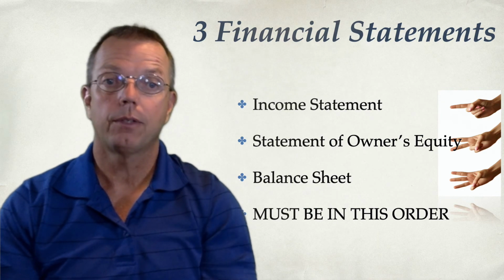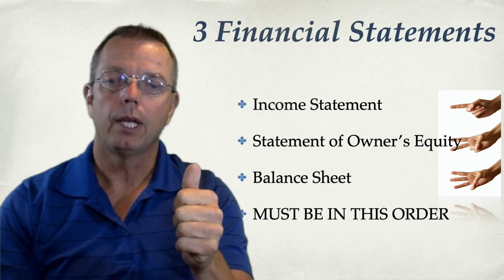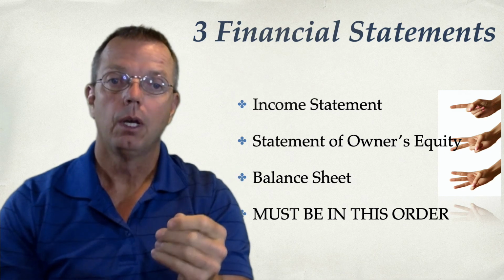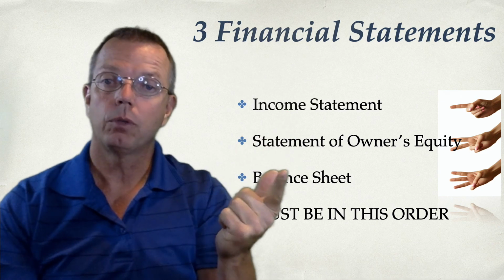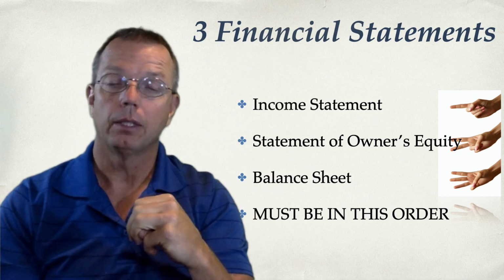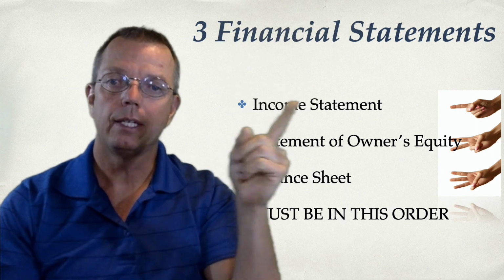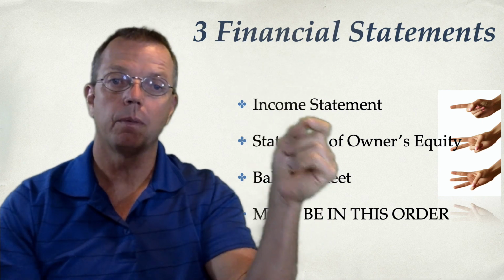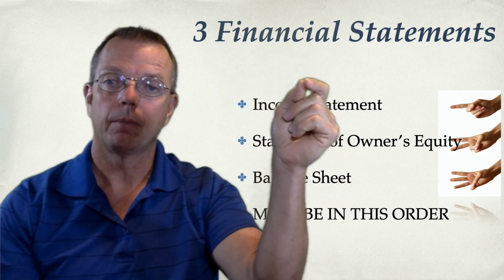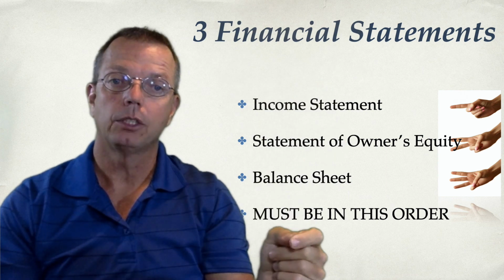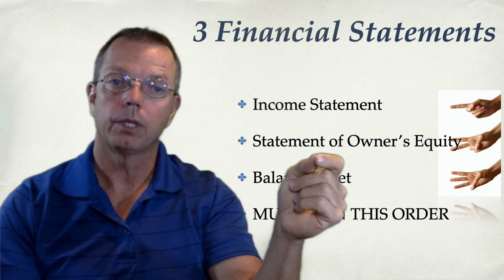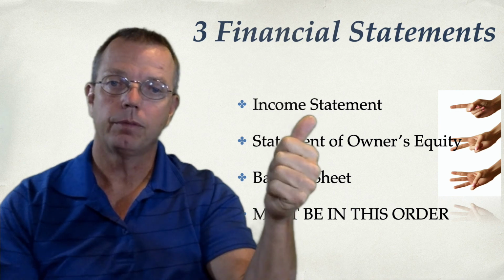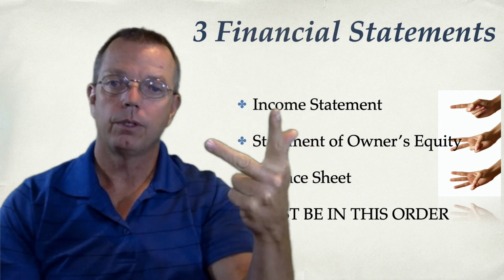Okay, so let's look at the 3 financial statements. There are many financial statements, but the 3 that we're going to be focusing on are the income statement, the statement of owner's equity, and the last one is the balance sheet. This is crucial: they need to be done in this order, so that you can pull information from each one as you go. The statement of owner's equity requires numbers from the income statement, just as the balance sheet requires numbers from the statement of owner's equity. Income statement first, statement of owner's equity second, and third is the balance sheet.